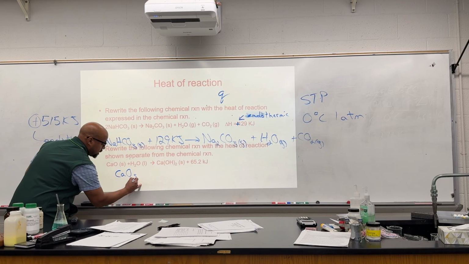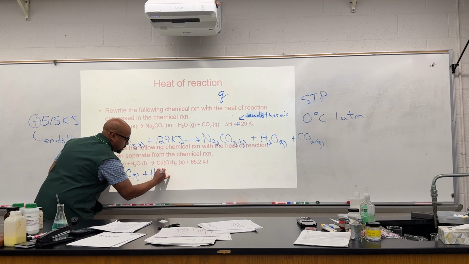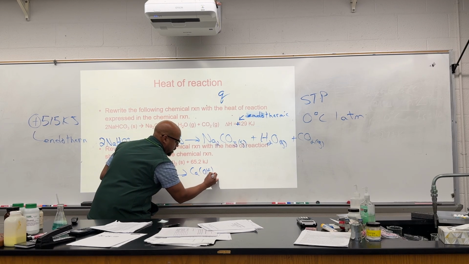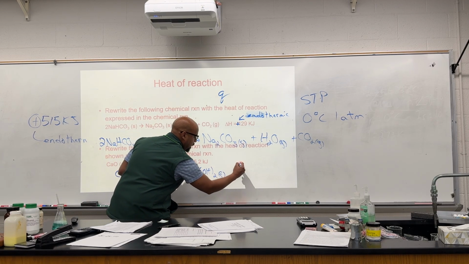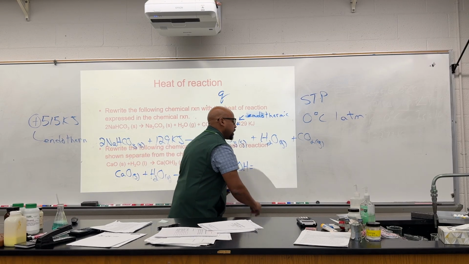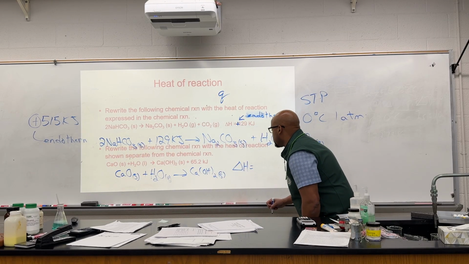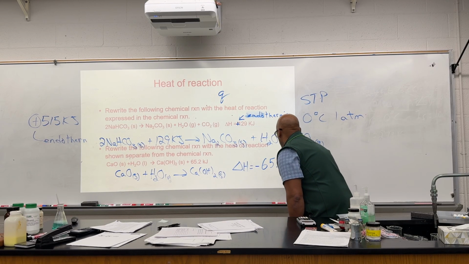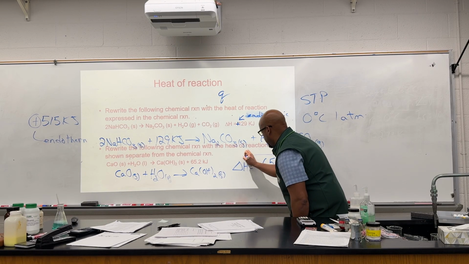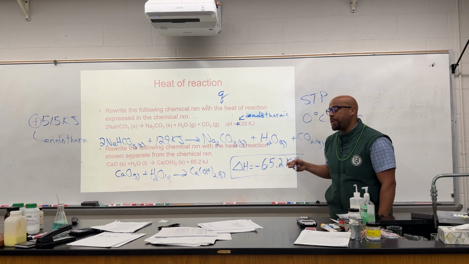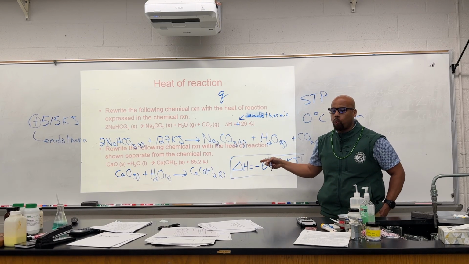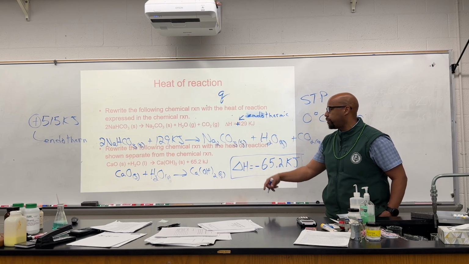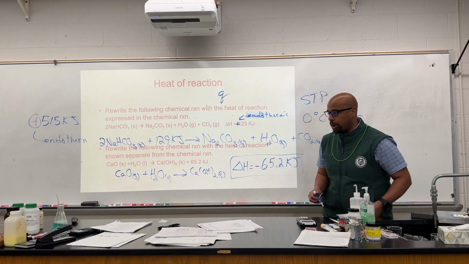So calcium oxide reacts with liquid water to produce calcium hydroxide as a solid. And then my delta H, my change in enthalpy. Positive or negative? Negative. So negative 65.2 kilojoules. And once again, it is imperative that if you have that change in enthalpy, you must tell the person what in the world is going on here. If it's in the reaction, it already states it. Oh, you're endothermic. You're on the product side. You got to be exothermic right here.